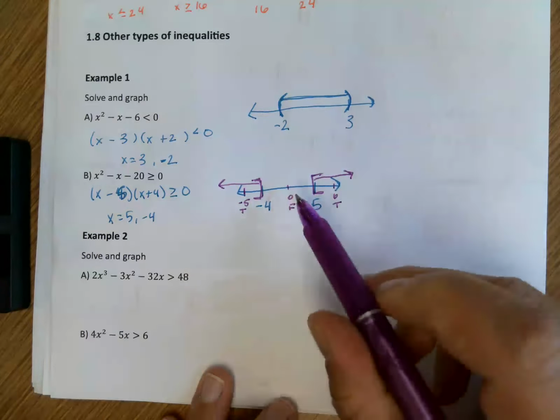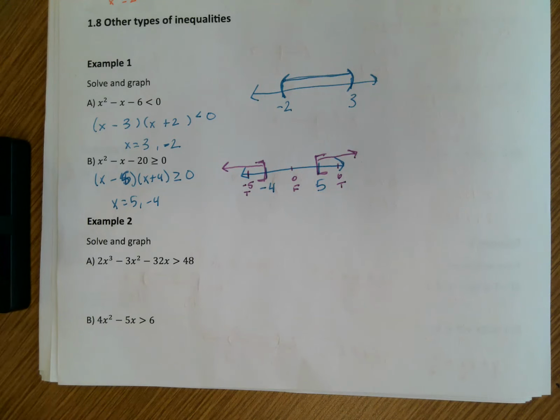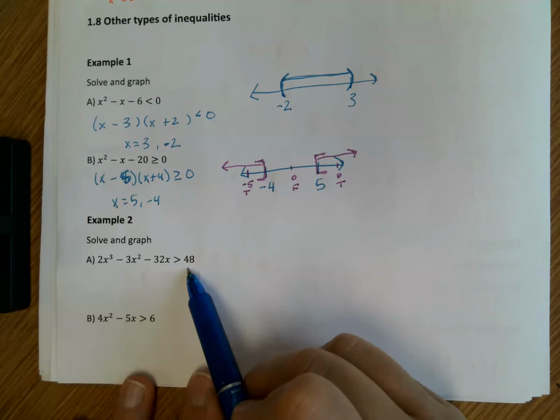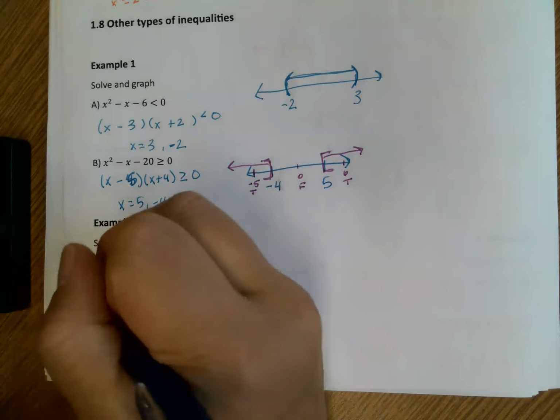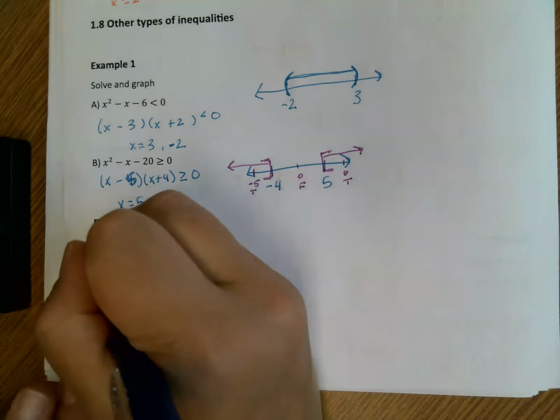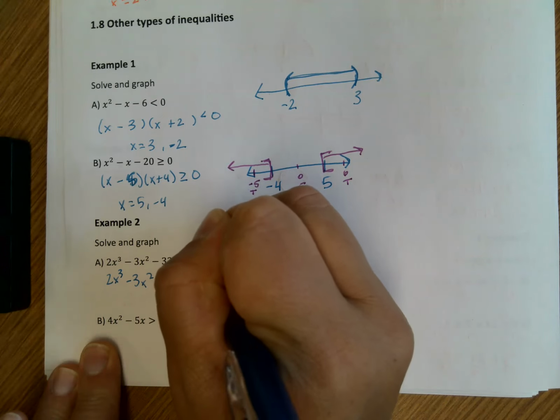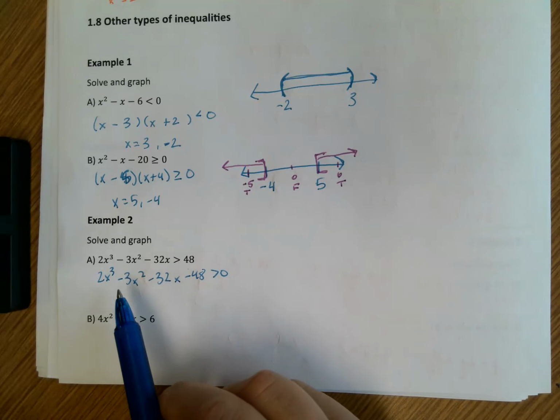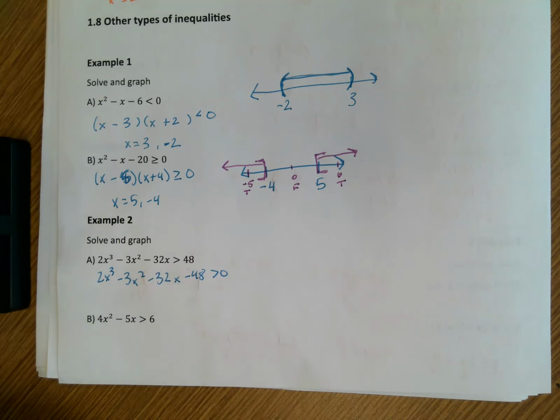So when we get into these problems, it's all the different types of factoring that we already have gone through in this whole chapter, all the review. So first thing, I want to get this equal to 0. So I have my 2x to the third minus 3x squared minus 32x minus 48 is greater than 0. Because it's a cubic, I'm going to factor by grouping. So I want you to pause the video and try to factor completely.